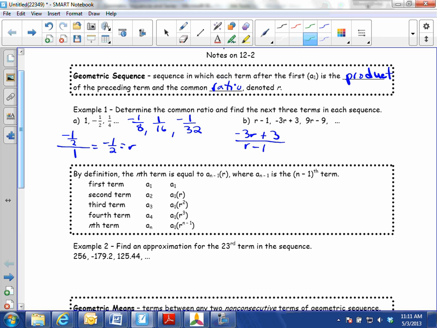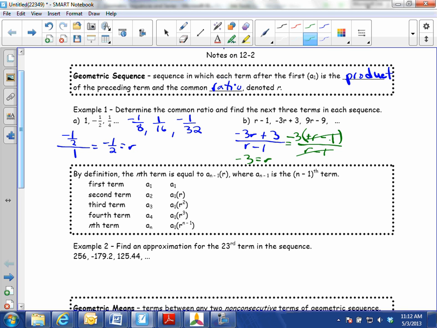All you have to do is factor out the top. So if I factor out a 3, I have a negative r and a plus 3. So if I factor out a negative 3, I just change the signs. So I have r minus 1. See what I'm saying? Then the r minus 1 and r minus 1 cancel out. So the common ratio would be negative 3.